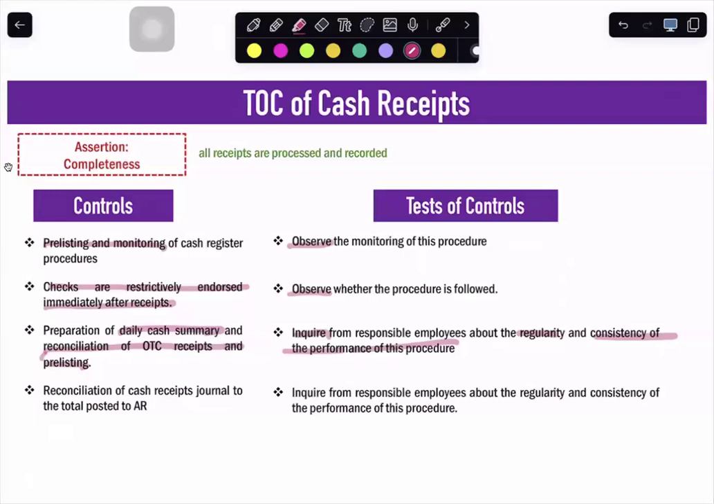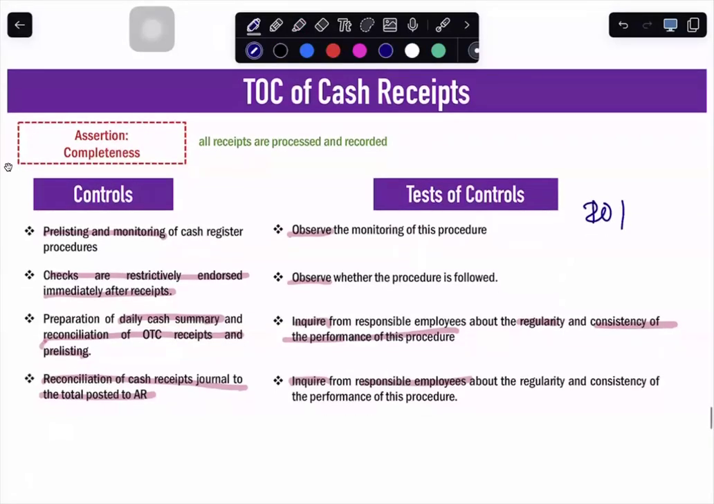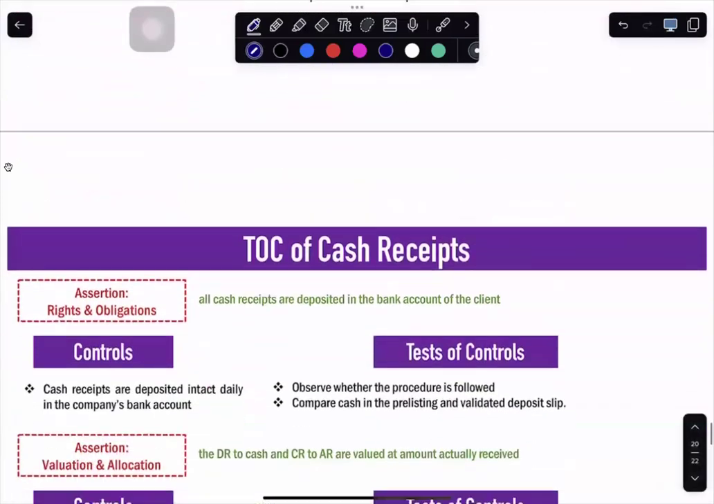Another control, reconciliation of cash receipts to your total posted on your AR. So here, we look into the general accounting and the AR department. So again, you need to inquire as to your responsible employees regarding regularity and consistency. Still the same, since TOC, iikot ulit sa inquiry, observation, or inspection.